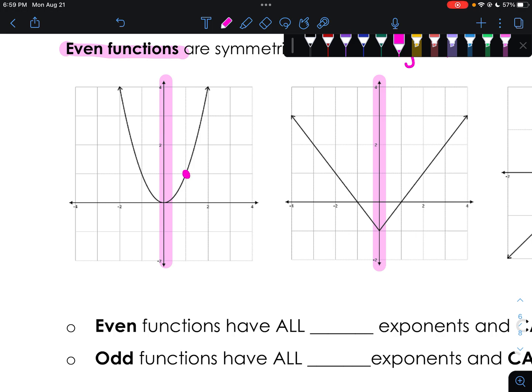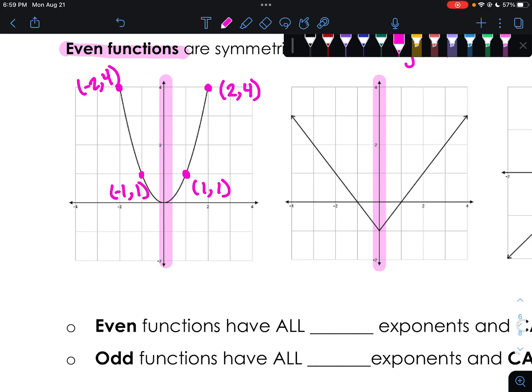So if I had the point 1, 1, then on the other side, I'm going to have the negative version of x, and my y value is going to be the same at positive 1. So notice how they share a y value. Same thing goes here. I have a point here at 2, 4, which means I'm going to have another one at negative 2, positive 4, because they are symmetrical.